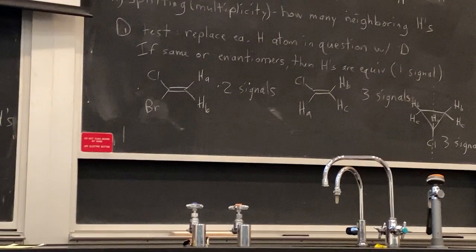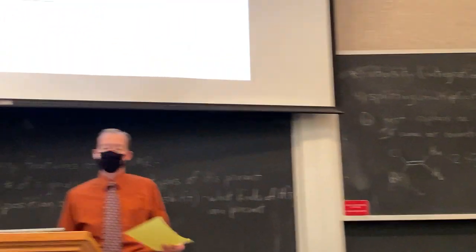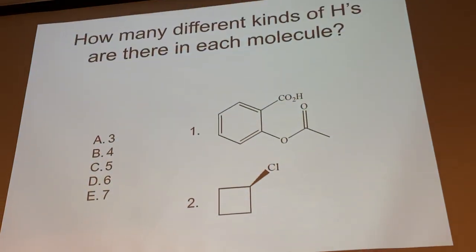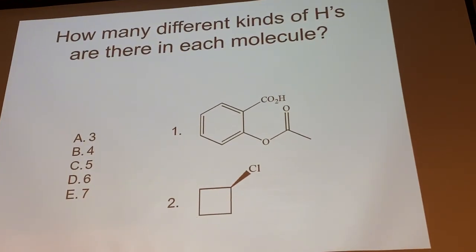Okay, so we no longer have iClicker questions for credit, but we are doing iClicker questions for practice. So this particular slide has 2 iClicker questions on it, asking you how many different kinds of hydrogens there are in each of these 2 molecules. And you have the same set of choices for each molecule. So you should pause the video at this point and answer these questions. And then when you've come up with your answers, restart the video and I'll discuss the answers to these questions.